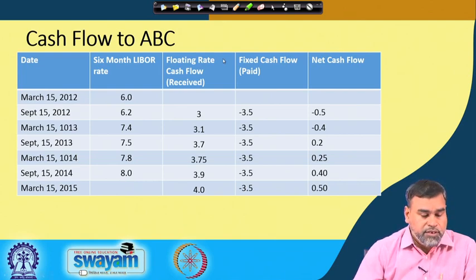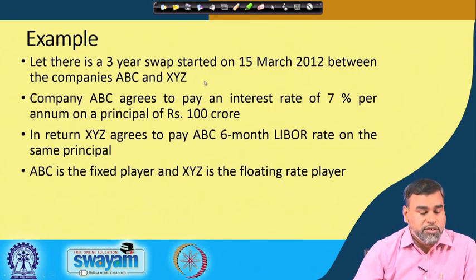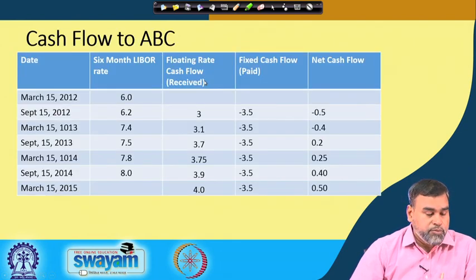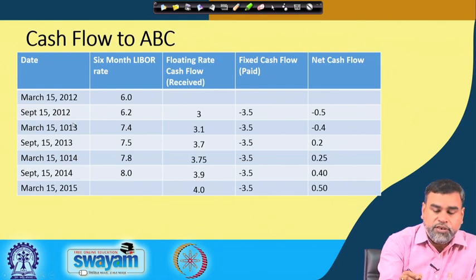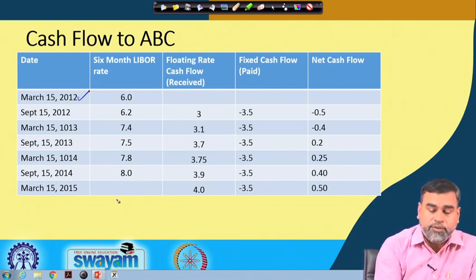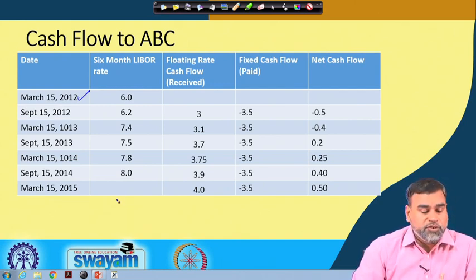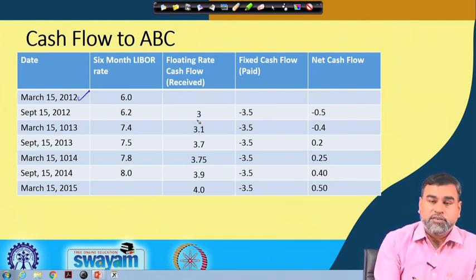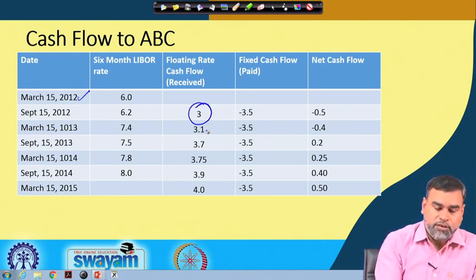because this is a 3-year contract, you have 6 cash flows, started on March 15, 2012. Then the 6 months LIBOR rates, let us assume these are the LIBOR rates which are given. Therefore, for the floating rate cash flow, what is the cash flow to ABC first? ABC will be receiving cash flow on a floating rate basis and paying cash flow on a fixed rate basis. So on March 15, they are getting 6% of the total money, then 6.2, 3.1 on the basis of this interest rate. These are the interest rates.